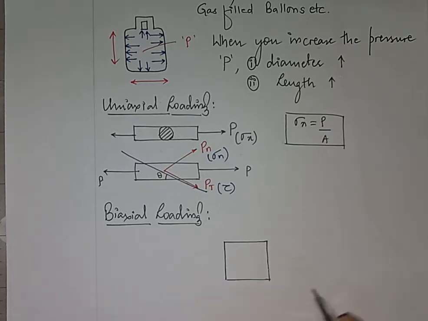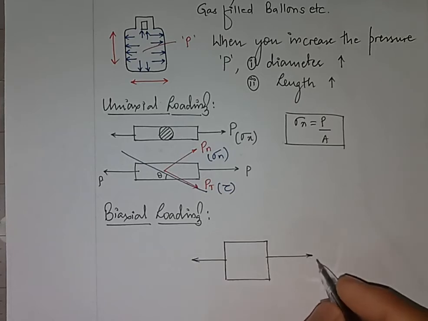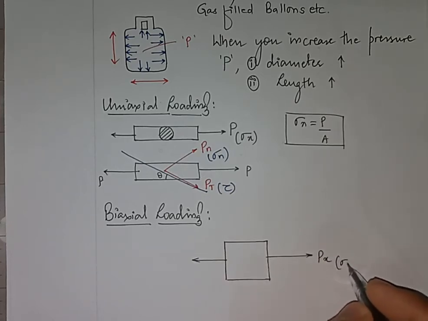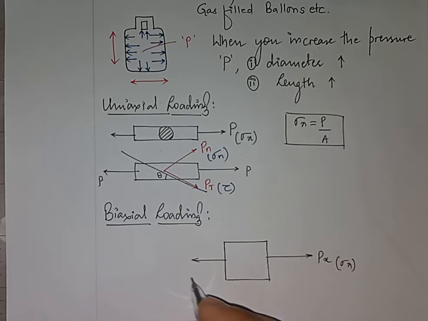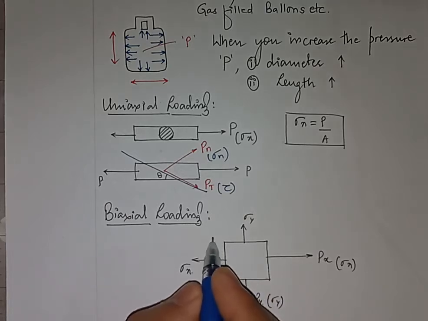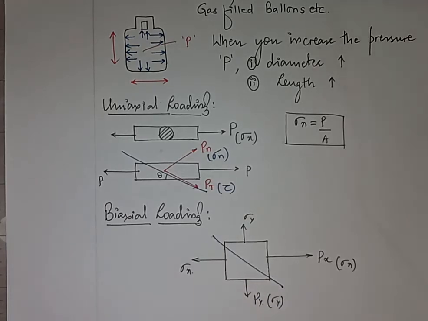Okay, so for a biaxial element, loading will be in two directions. Here you have px, which gives rise to sigma x, and along the y direction I have py, which gives rise to sigma y. Here also I'll take an oblique plane at some angle with respect to the longitudinal axis.